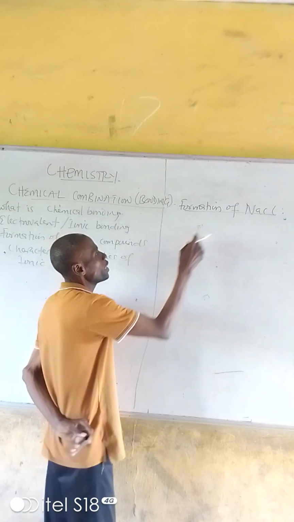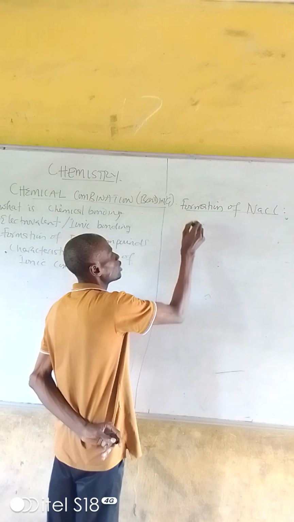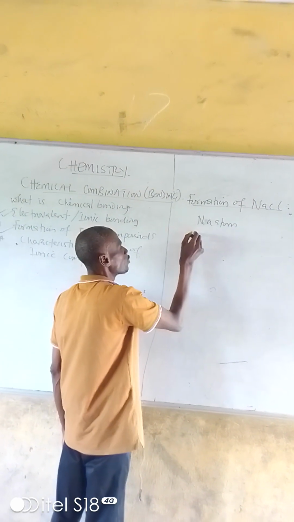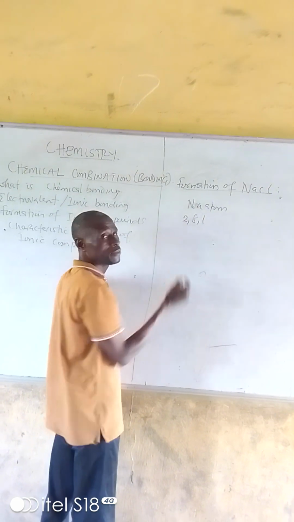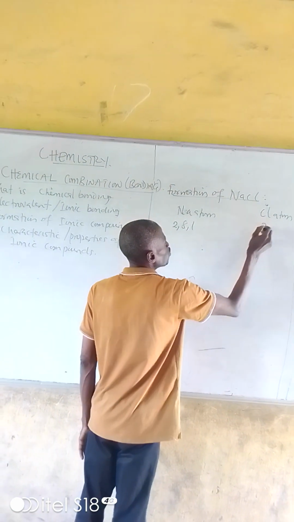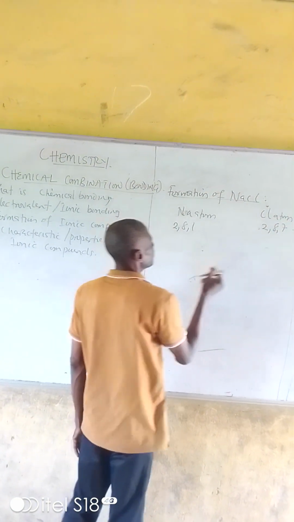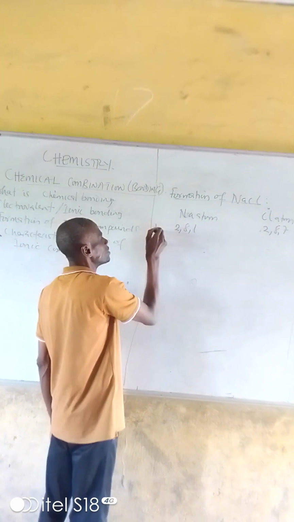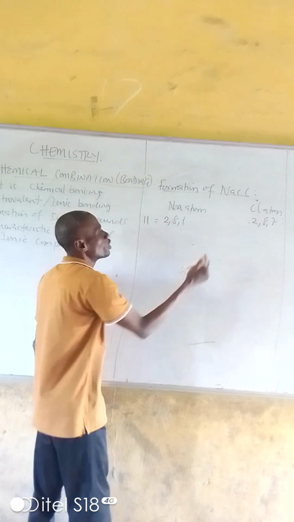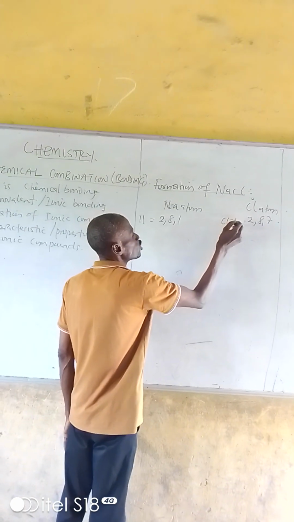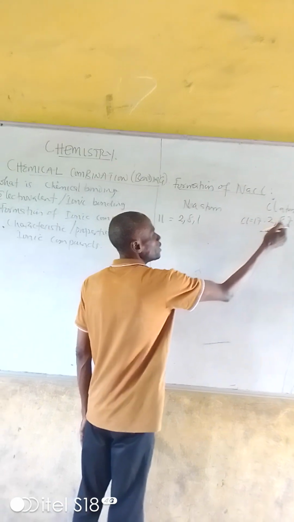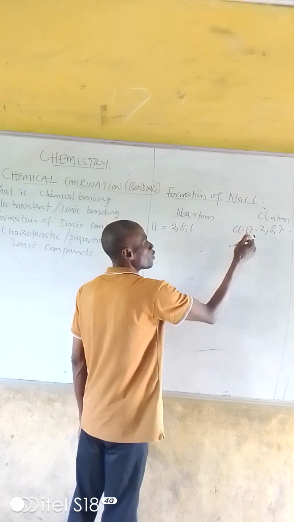When sodium chloride is going to be formed, the sodium atom has a configuration of 2,8,1, and the chlorine atom has 2,8,7. Since the atomic number of sodium is 11, when you put it into shells, it's going to be 2,8,1. For chlorine, the atomic number is 17. If you put it into K, L, M shells, it's 2,8,7. So by the time you add it, you have 17.